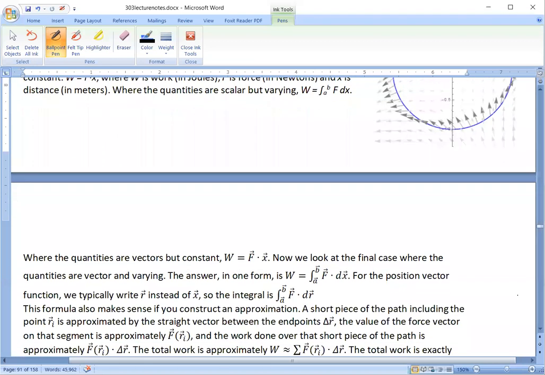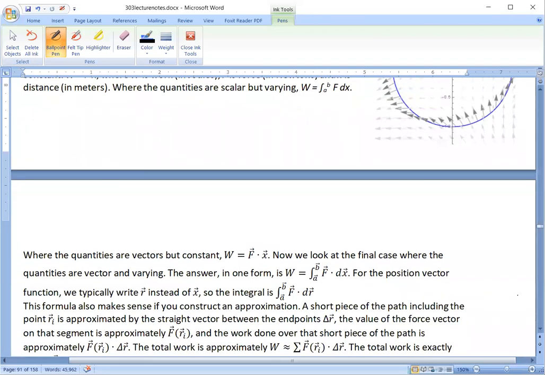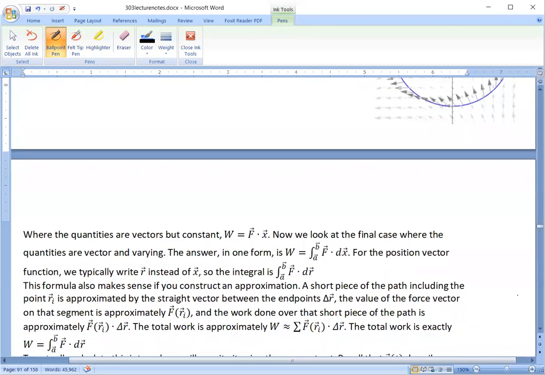So the work done on that little piece of path is approximately your force there, F of Ri, dot your little displacement vector, which was delta R. That's the work on that segment. To get the total work, approximately add them all up. It's the sum of the force at that point dot your little displacement vector. But of course, we want to make this exact, so sums become integrals and deltas become d's. That's another way to think about it. So this gives us our basic vector line integral formula.